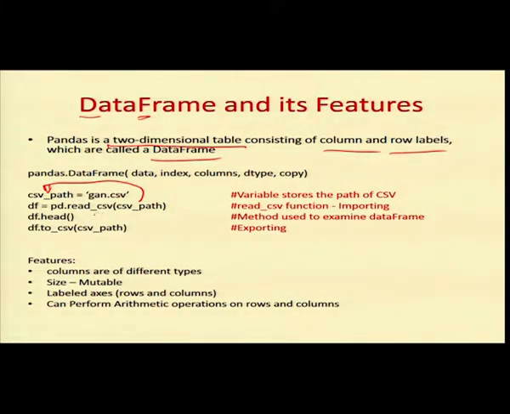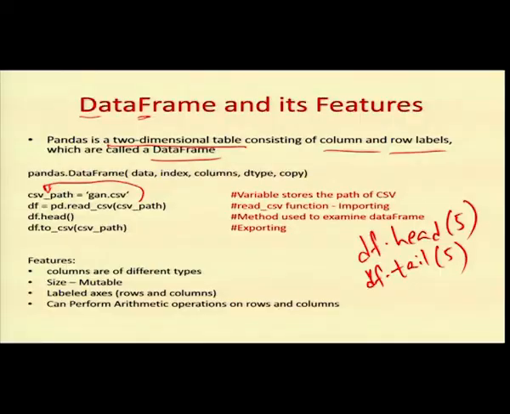This read_csv will do the importing. df.head is a method used to examine the data frame. My dear viewers, if I give df.head(5), it will load the first 5 rows from the top portion. Instead, if I use df.tail(5), what will happen? It will load the last 5 rows from the table. Now, I have not given anything, df.head. If I give it empty, it is a method that is used to examine the data frame.